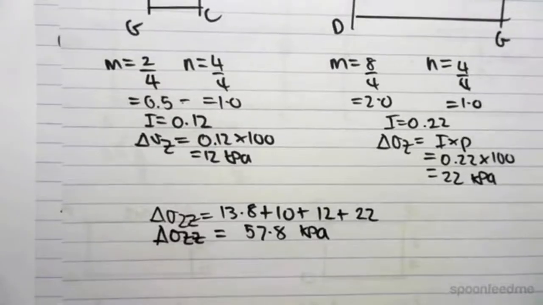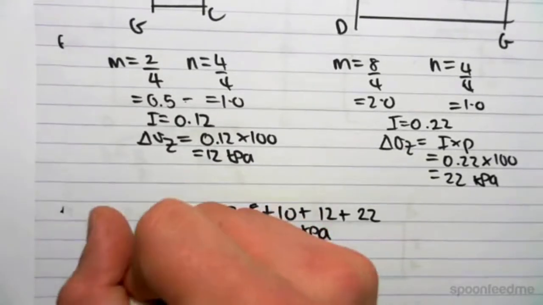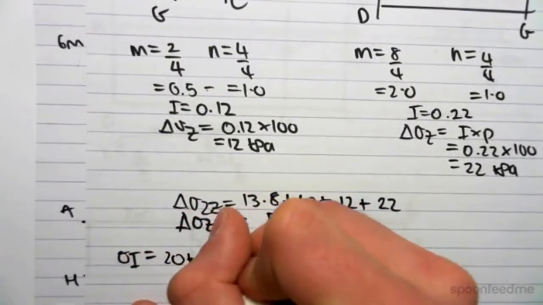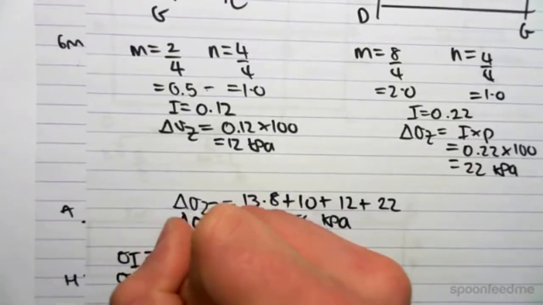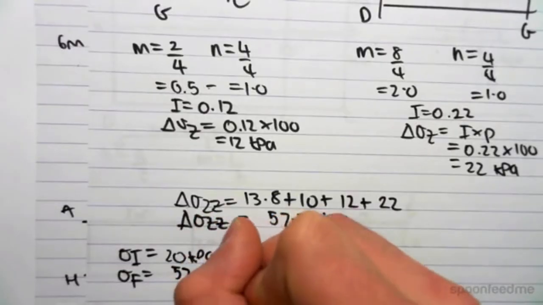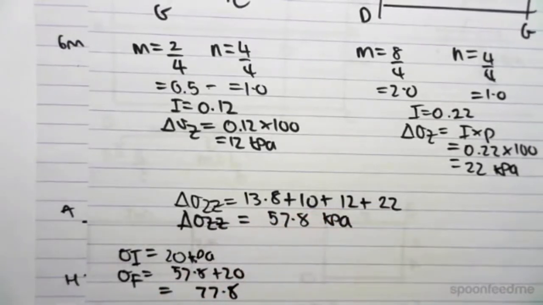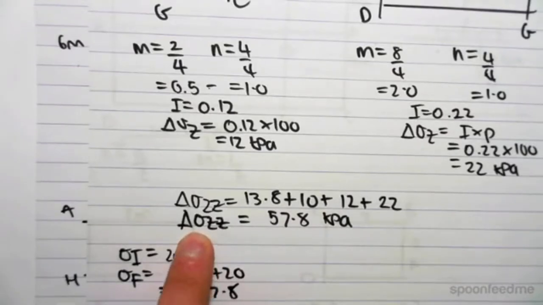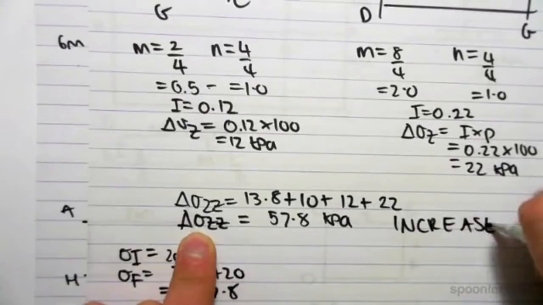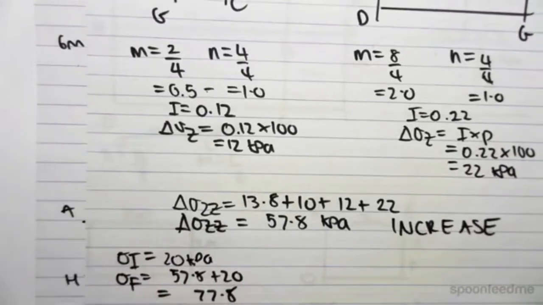The reason that this definition is important is because when we come and find the settlement now, say we have an initial stress of 20 kPa. The final stress is not 57.8, it's 57.8 plus the initial. Okay, so it'll be 77.8. So once again, this is a stress increase. It's not the final stress, it's an increase. So we need to add that to our initial stress to find the final stress, which is an important definition.